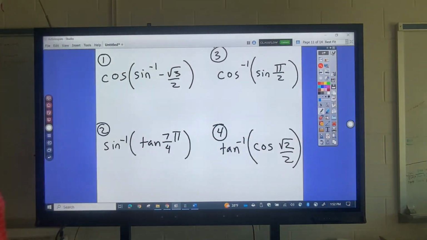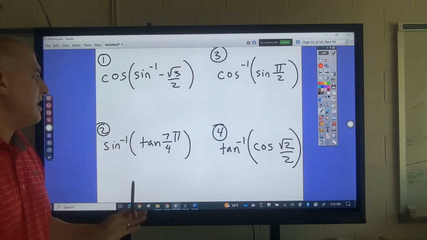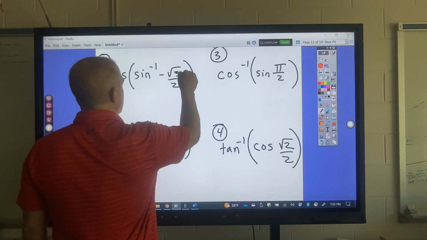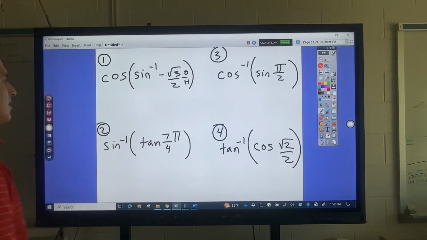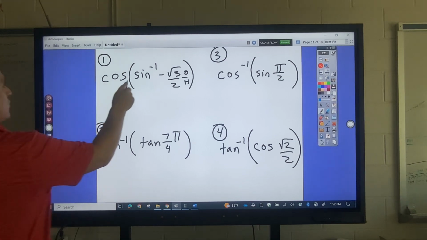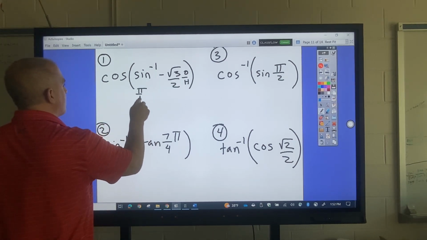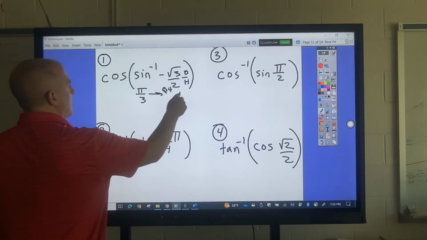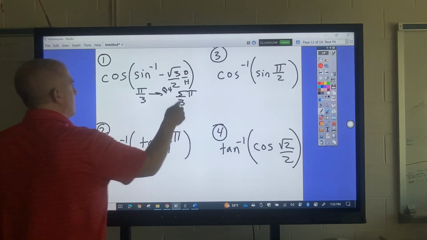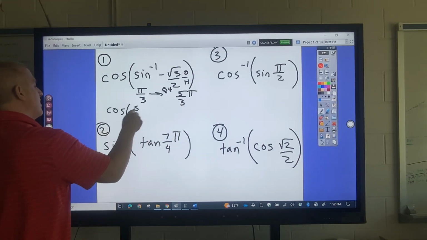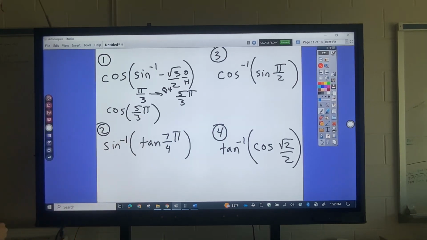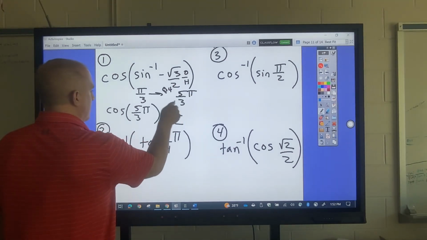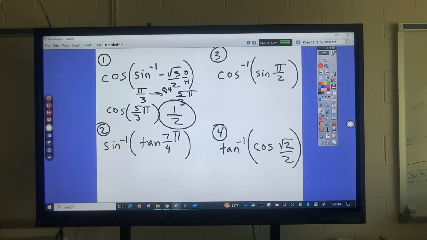All right, now what you have to do, once again, is watch for the negatives and how they work. So the inside here is O over H. That would normally be pi over 3, but since the ratio is negative, that's going to mean it's going to move to quadrant 4, which would be 5 pi over 3. So then what I want to do is find the cosine of 5 pi over 3. Well, if I look at that triangle, that's 1/2. And I already know this is in quadrant number 4, and cosine would be positive in quadrant 4.